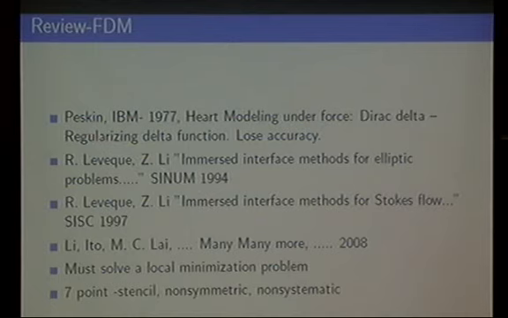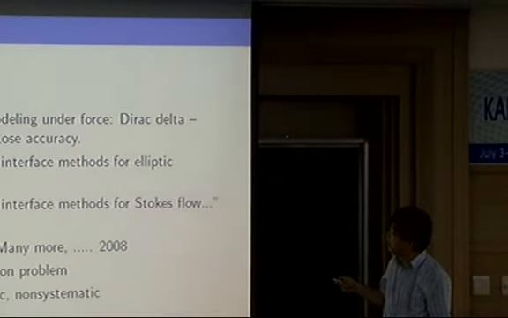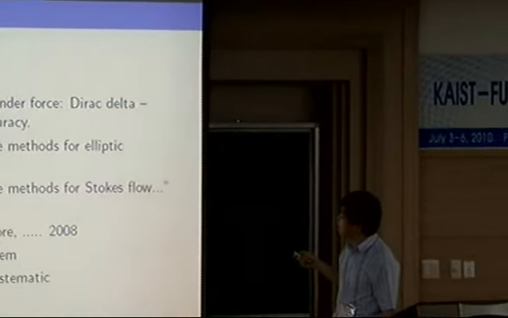Very, very slow convergence. Okay? And then, this Zilin Li, the student of Levesque, and Levesque and Peskin, they know each other very well. So one day, Peskin met Levesque, and then Peskin asked Levesque if they can find some method with better accuracy. So Zilin Li, as a student at the time, worked on that problem and improved their method and called the immersed interface method, etc., etc.